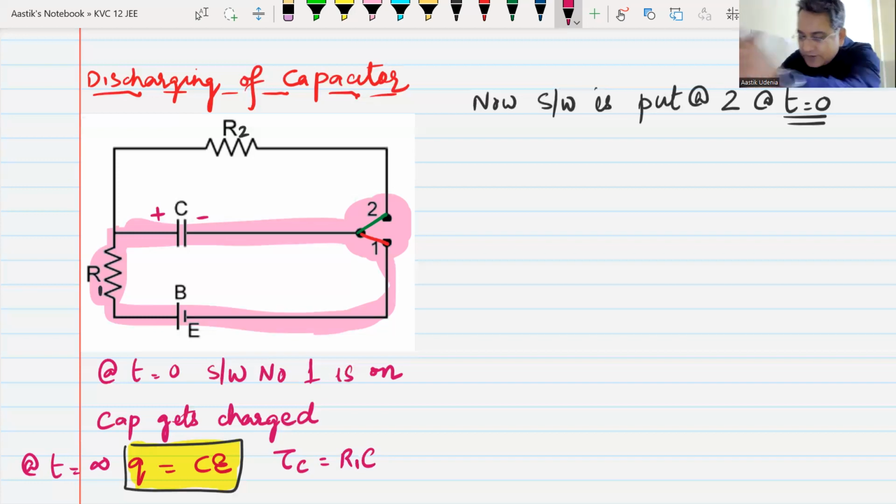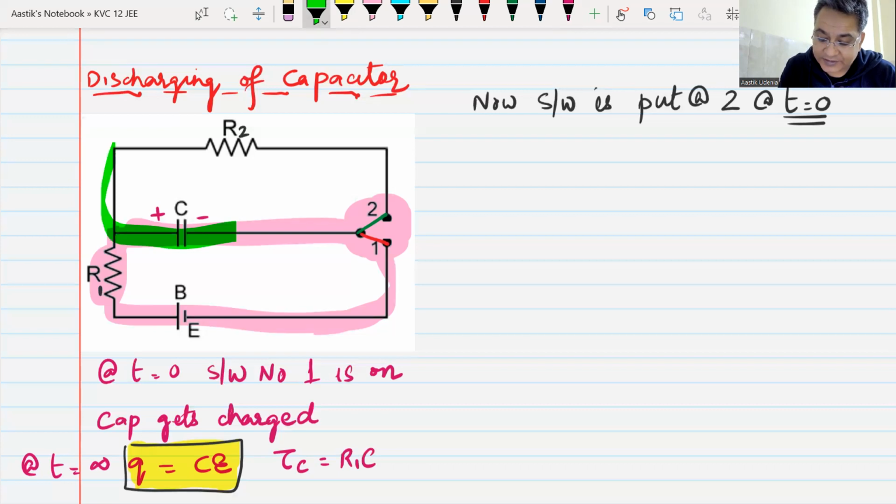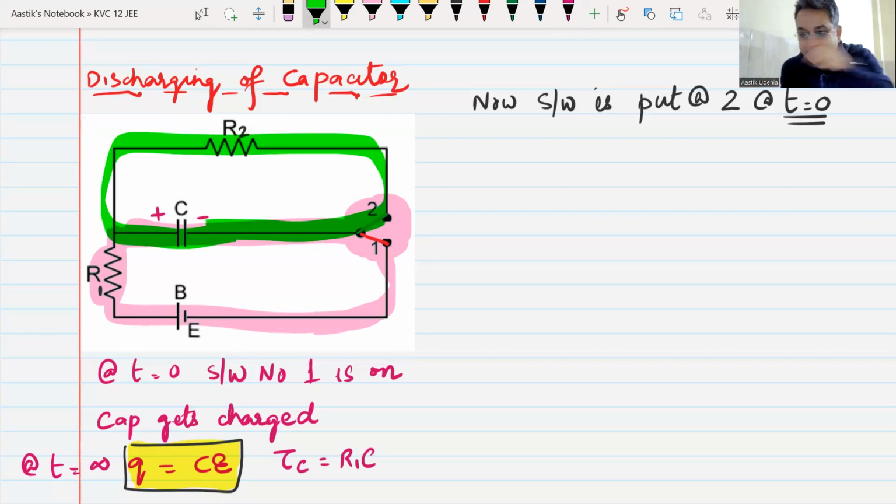Now let us go back to what we were doing. At time t is equal to 0, the switch is put to position number 2, because now I am going to start the time again. As soon as I put the switch to position 2, the battery goes out of the circuit and the circuit gets completed in this fashion. Do we understand this, everyone? Now the green circuit comes into the picture. We understand this? Yes?